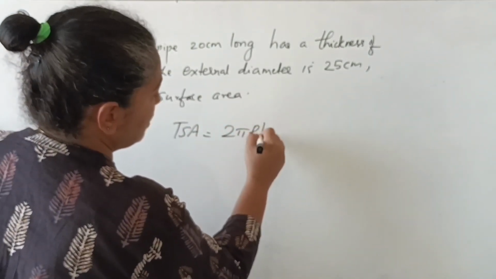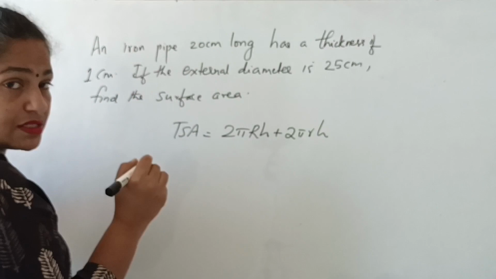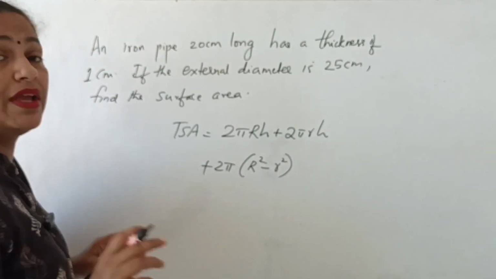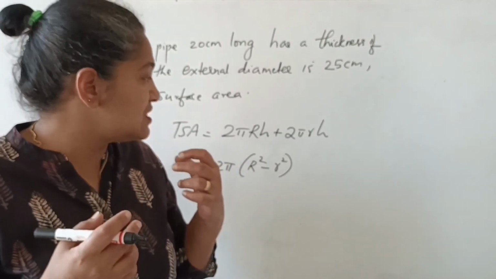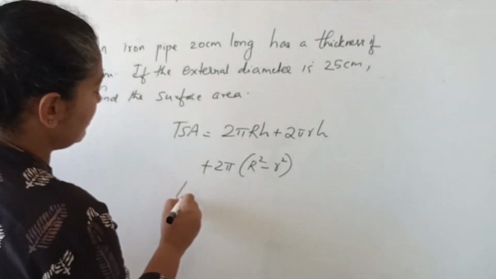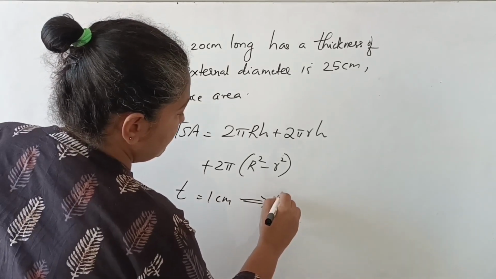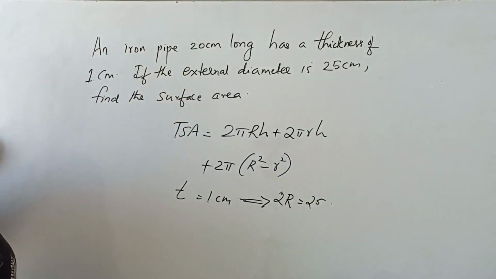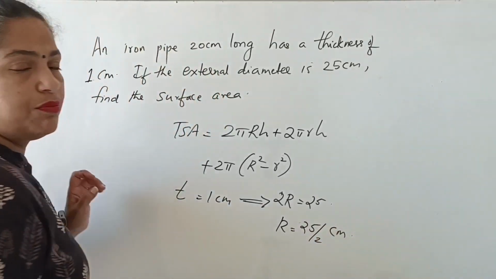So let us first write down the formula for the total surface area of the pipe. Area of the outer curved surface, area of the inner curved surface, area of the two ends. Okay, now let us first see which are the values that are given to us in the sum. The thickness is given to you as 1 centimeter and the external diameter, which is 2 times R, is given to you as 25. Okay, now R is equal to 25 by 2 centimeters or 12.5 centimeters.